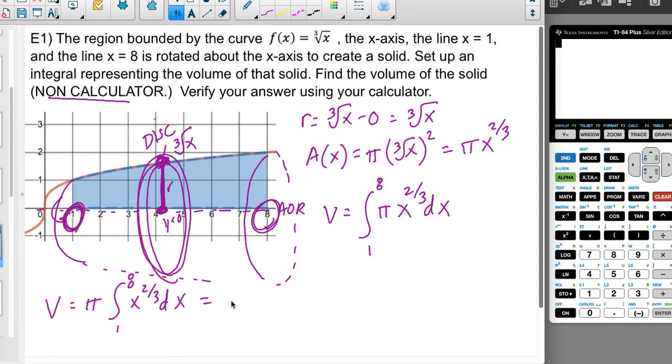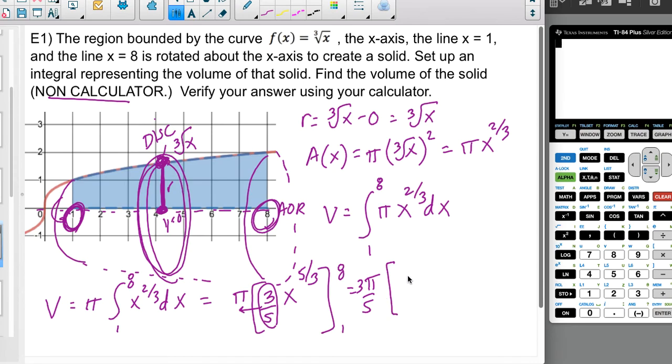So I up the power by 1. 1 more than 2/3 would be 5/3, right? Because that's 2/3 plus 3/3. So I'm going to get that this is a pi. Since it's an x to the 5/3, I'm going to need a 3/5 in front of this. And I'm evaluating from 1 to 8. So I get that this is a pi, and I might yank the 3/5 out. You could. It's a coefficient. So I might just go ahead and make this a 3 pi over 5.